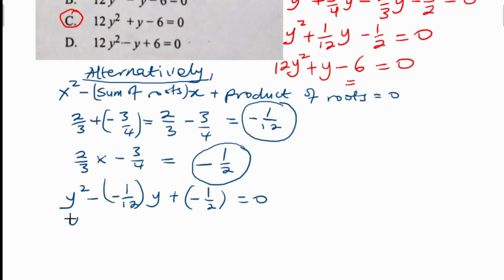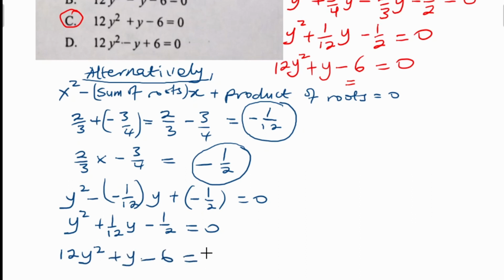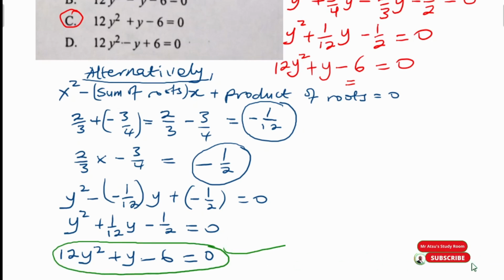So simplifying further, we're going to have y squared, negative times negative is positive, so plus 1 over 12 y, then positive times negative will be negative 1 over 2 equals 0. We multiply through by the LCM of 12 and 2 to get rid of the fraction. That's going to give us 12y squared plus y minus 6 equals 0. And this is the same as what we got here.